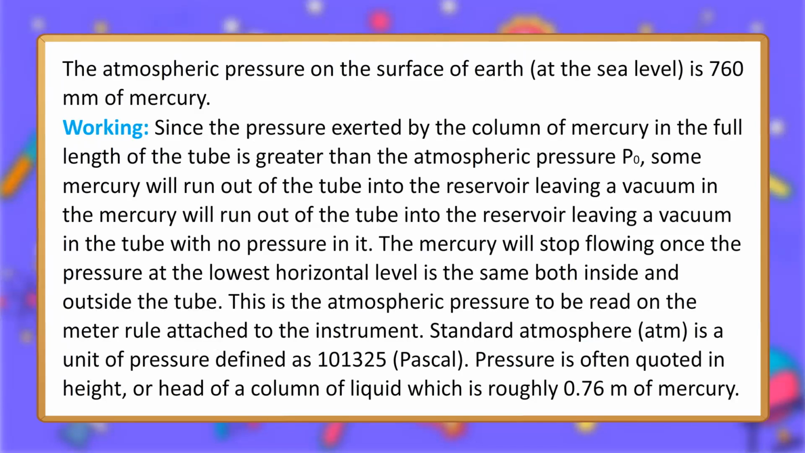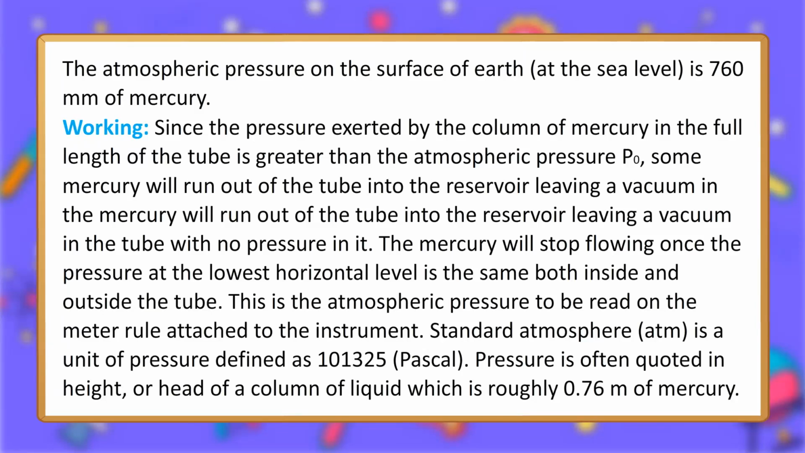Working. Since the pressure exerted by the column of mercury in the full length of the tube is greater than the atmospheric pressure P0, some mercury will run out of the tube into the reservoir, leaving a vacuum in the tube with no pressure in it. The mercury will stop flowing once the pressure at the lowest horizontal level is the same both inside and outside the tube. This is the atmospheric pressure to be read on the meter rule attached to the instrument.